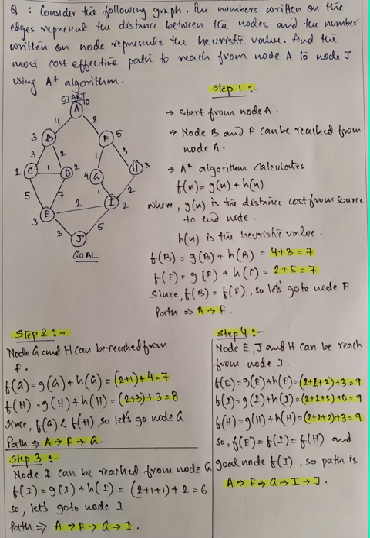In the same manner, if I have to reach the node H, I have to cover a distance of A to F, which is 2, and F to H is 3. So 2 plus 3 is 5, and the heuristic value of H is 3. That would give us 8.